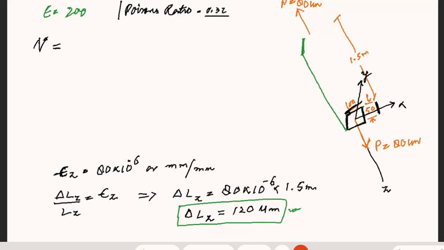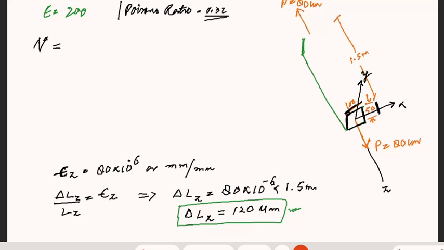Strain in either of the directions. And how much is that? Firstly, as we have found, the Poisson's ratio is how much? 0.32. Okay. And the lateral contraction strain in both the axes now.